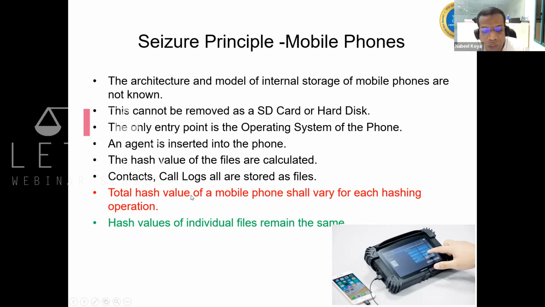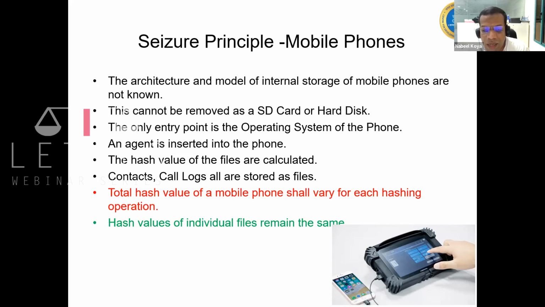So the total hash value of a mobile phone will be different at different instances. At the scene the investigator has taken it. Again, if we take a hash value some 4 or 5 days later, you are not going to get the complete hash value the same, but the hash value of the individual files will remain the same. And that's where the veracity of the evidence will remain. The individual files' hash values show that the data related to the user hasn't been tampered with.